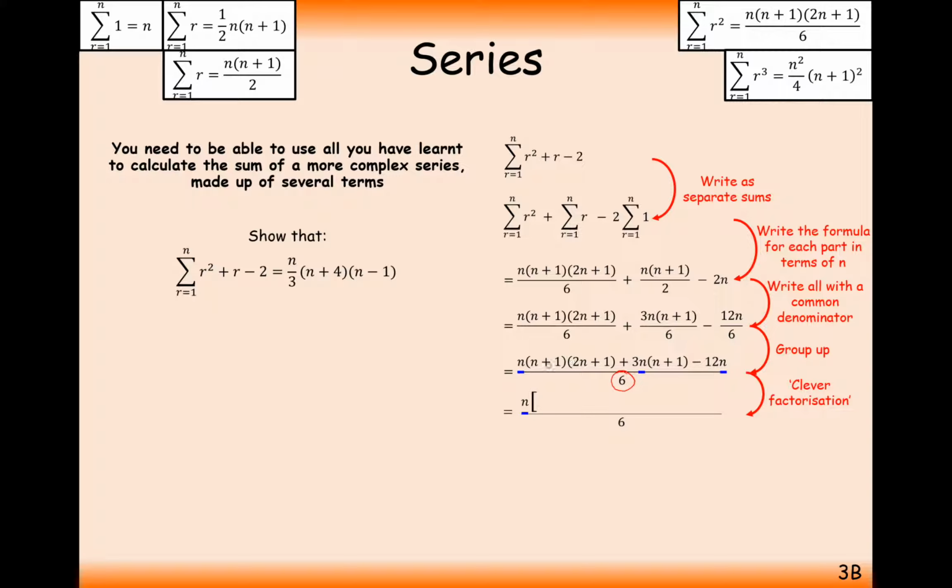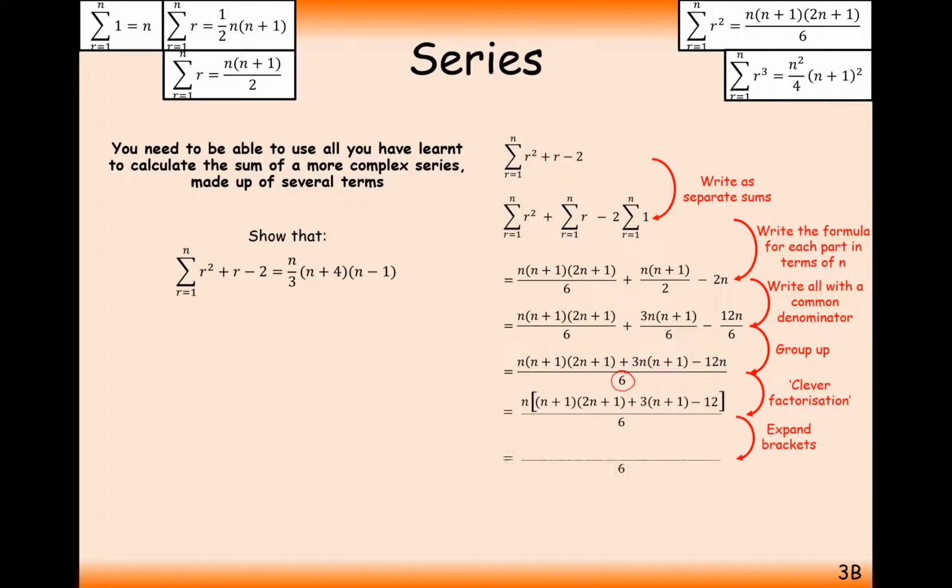Now we need to look at what we've got left over. We've got n plus 1 to n plus 1. In the second bracket here, we've got 3 bracket n plus 1. And in the last section here, we've got minus 12. So that really is the difficult step in these sorts of questions, where you've got to do some factorizing with a lot of terms.